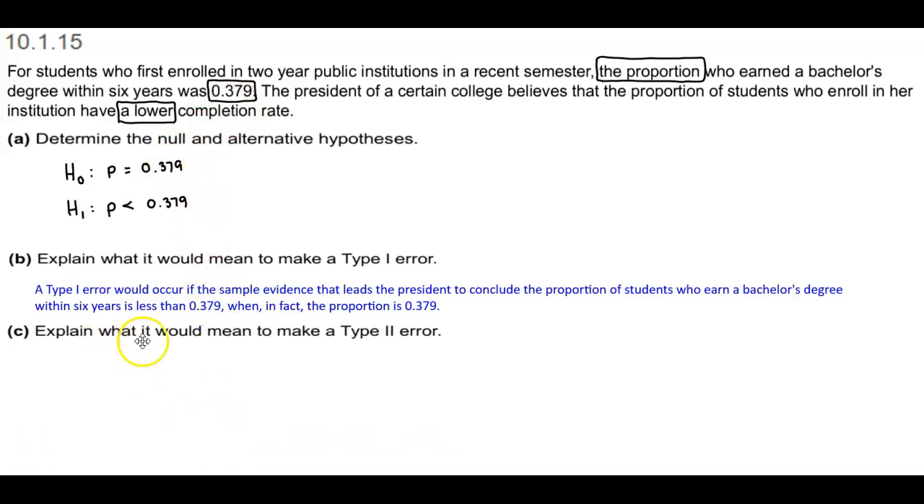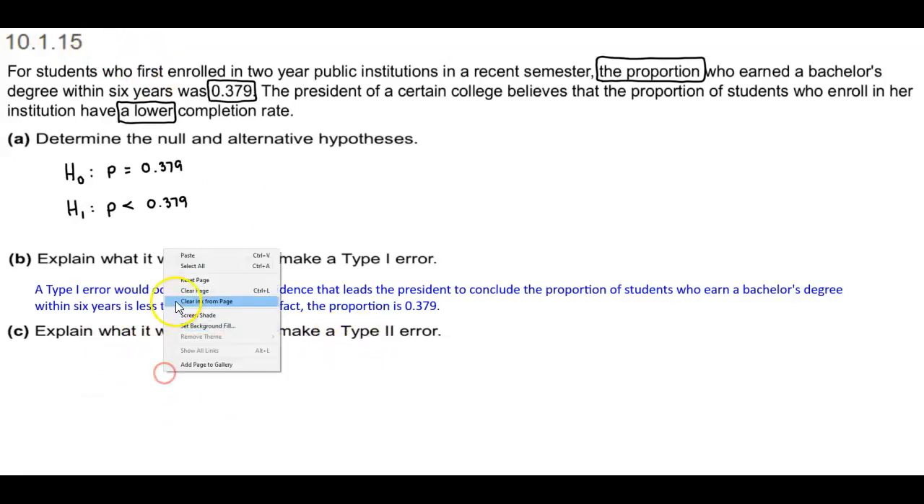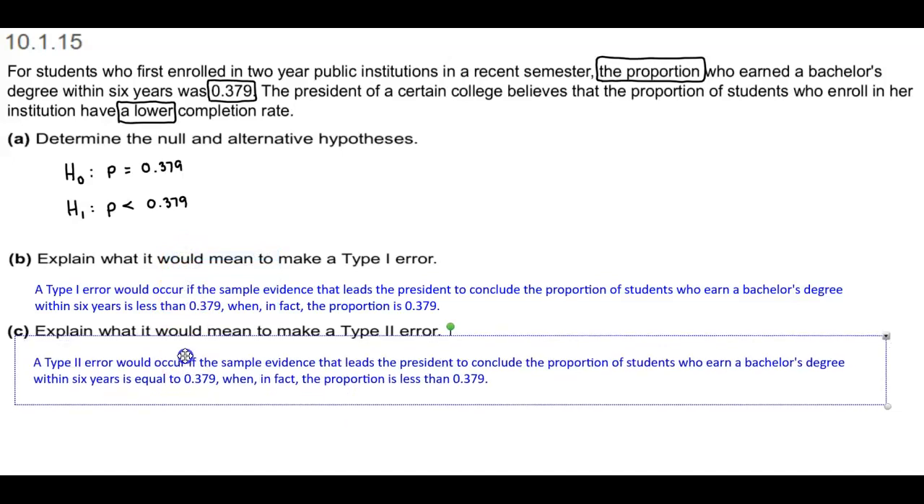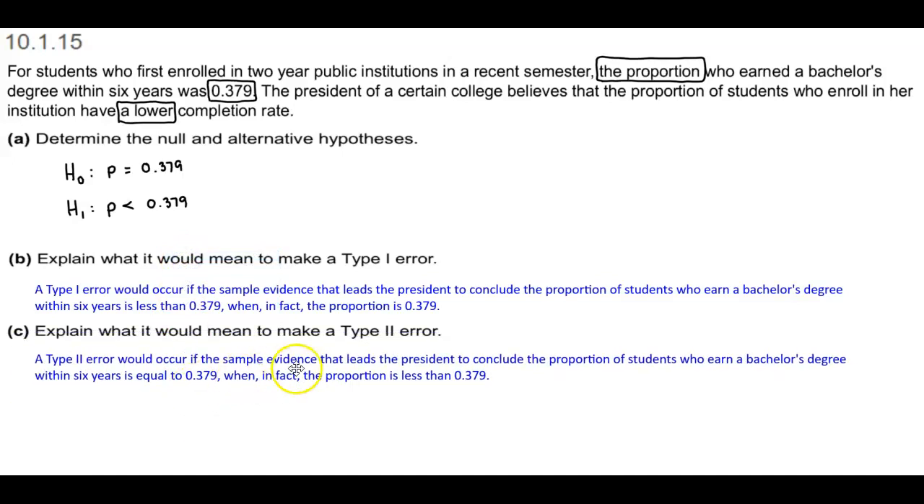In Part C, it says, explain what it would mean to make a type 2 error. A type 2 error would occur if the sample evidence leads the president to conclude the proportion of students who earn a bachelor's degree within 6 years is equal to 0.379, when in fact the proportion is less than 0.379.